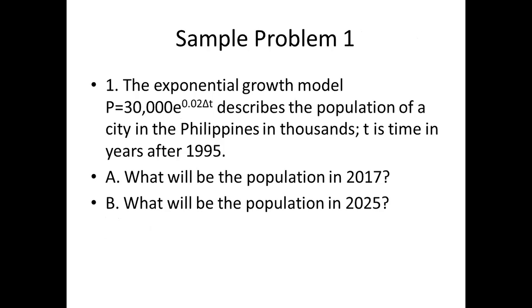The exponential growth model, P is equal to 30,000 times Euler's number raised to 0.02 times delta time, describes the population of a city in the Philippines in thousands. T is time in years after 1995. We have the following sub-questions for this problem. What will be the population in 2017? What will be the population in 2025?